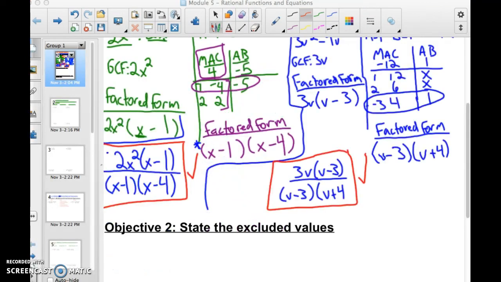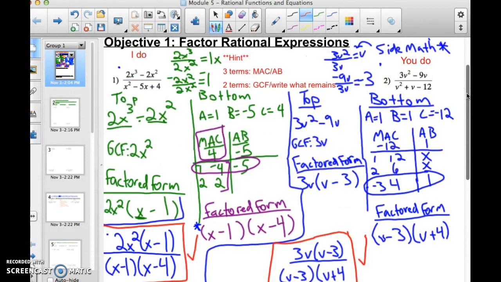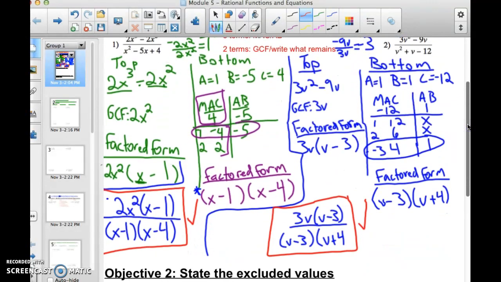At this point, you should have paused the video and tried number 2 on your own. I have factored the top, 3v squared minus 9v. The GCF was 3v. I divided and put it into factored form. I divided each term by the GCF. So my factored form was the GCF of 3v times v minus 3. That is the top, all right? The bottom was a trinomial, so I used MACAB. The MAC term was negative 12, the AB term was 1. And I found, because the MAC was negative, when you multiply to a negative, one of the numbers had to be negative.